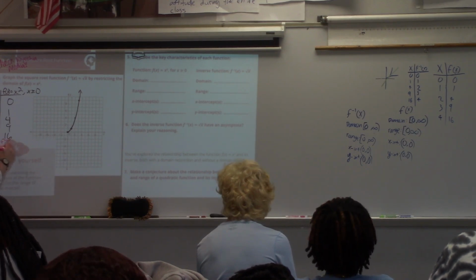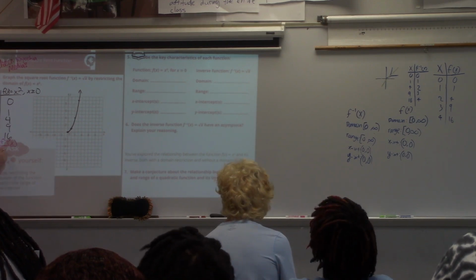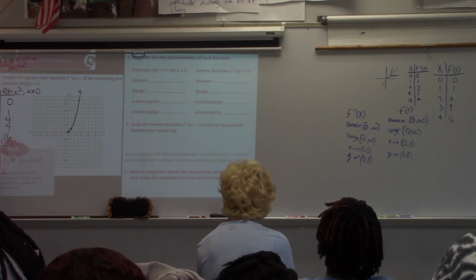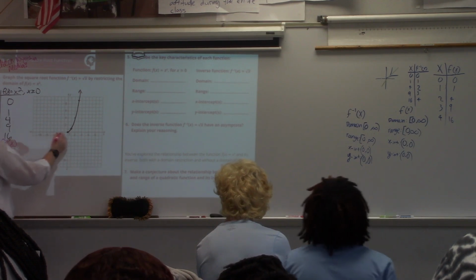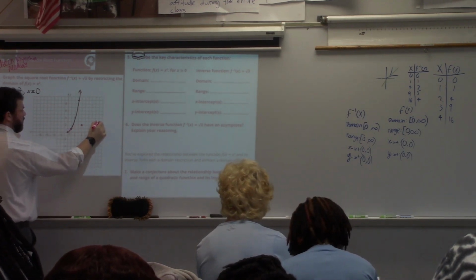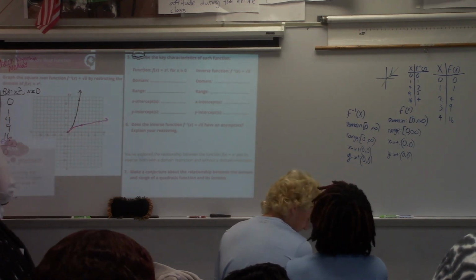So, the inverse function of f of x. So what would the inverse here be? 0. Whew, yeah. Those x and y's are transposing. That's it, guys. Don't make that complicated. And so, there's my inverse.